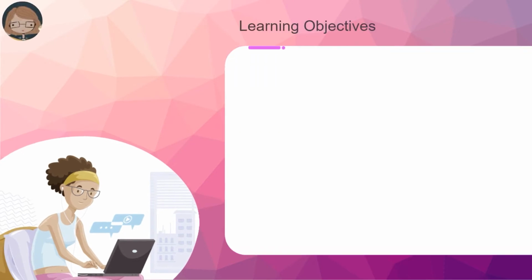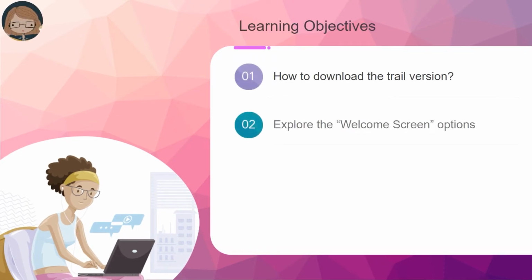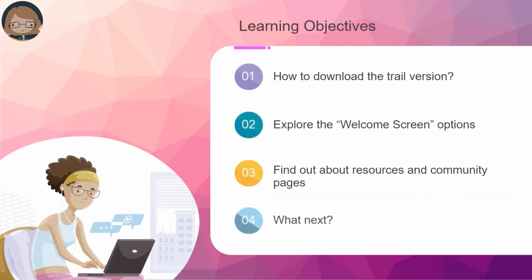In this lesson, we will see how to download the trial version of Articulate 360 for practice and learning purpose only. Also, even when there are 8 different apps, we will focus on just Articulate Storyline. We will begin this session by exploring the welcome, or sometimes even referred as intro screen. We will also look at some resources, community pages, announcements and product support.